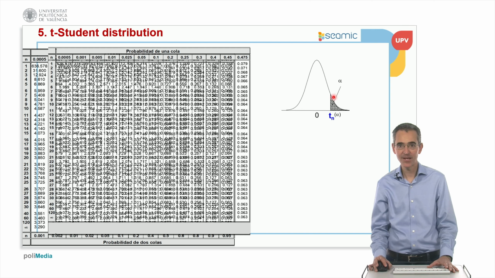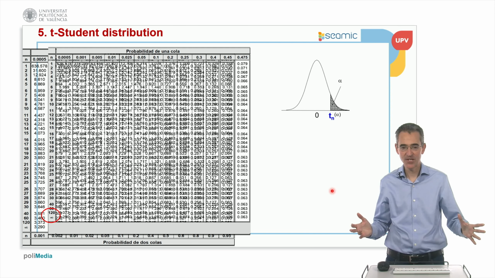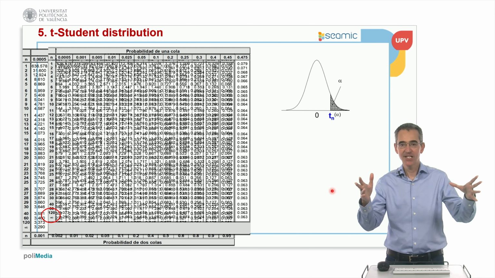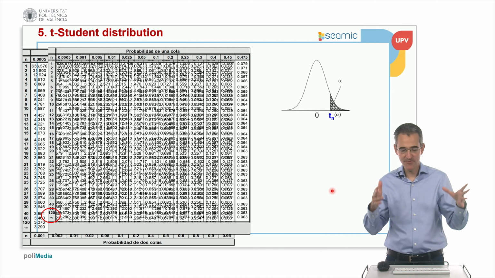So if the error on the right side is called alpha, okay, the value so that on the right side the probability is alpha, this is called the critical value. So the values of alpha are the ones that appear here in the first row. And here it's interesting that we have 120 degrees of freedom, and then it goes to infinite, and then it seems a bit strange. So we have 120, and then it changes to infinite.